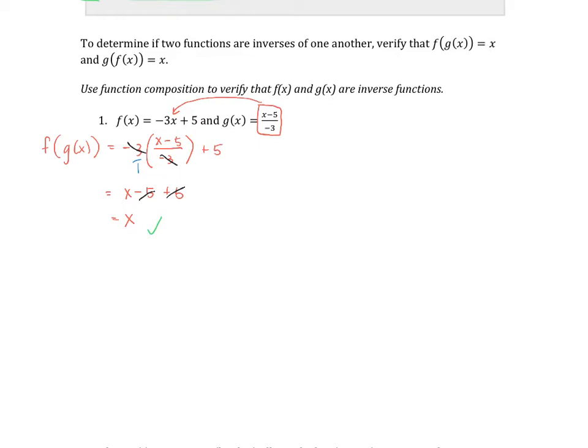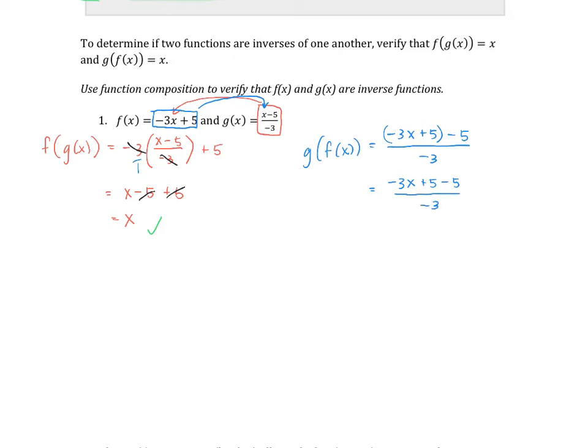We're trying to verify that these are inverses. We want to see that we have just x when we compose the two functions. So now we're going to do it the other way, g of f of x. So we're going to plug f of x into the g function everywhere we see an x. So we're going to have -3x plus 5 minus 5, all over -3. So the parentheses here aren't really necessary. So it's -3x plus 5 minus 5 over -3.